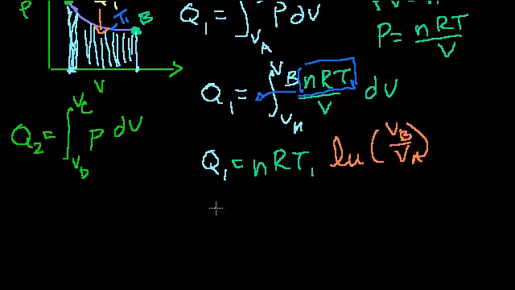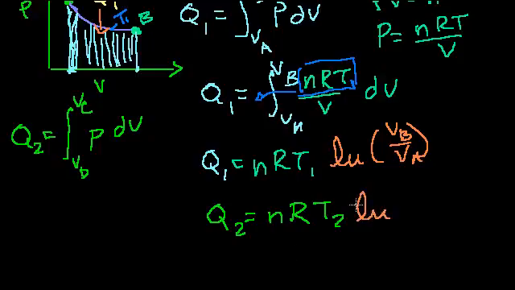You get Q2 is equal to nR. This time the temperature is T2. We're on a T2 reservoir, times the natural log, and this time what's it going to be? Times the natural log of, instead of VB over VA, it's going to be VC divided by VD.